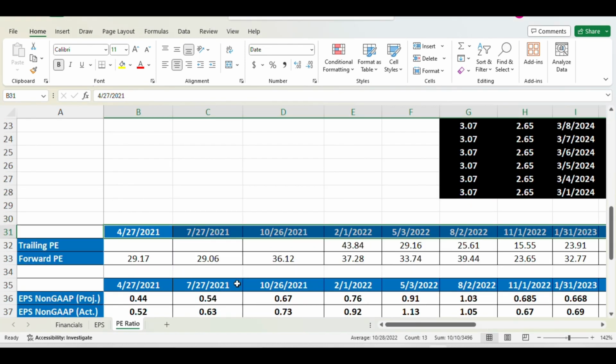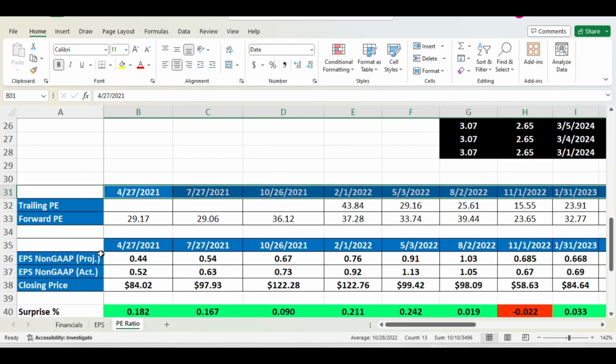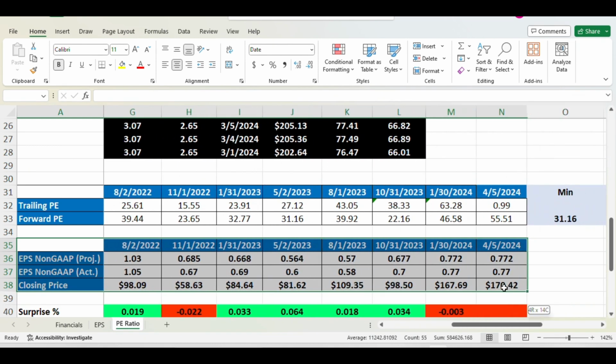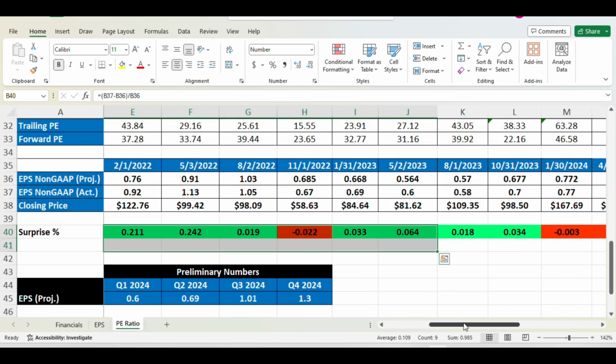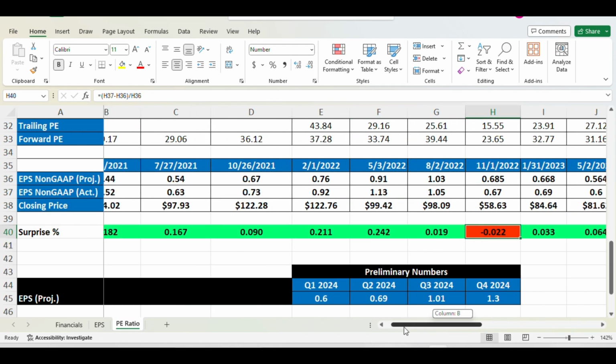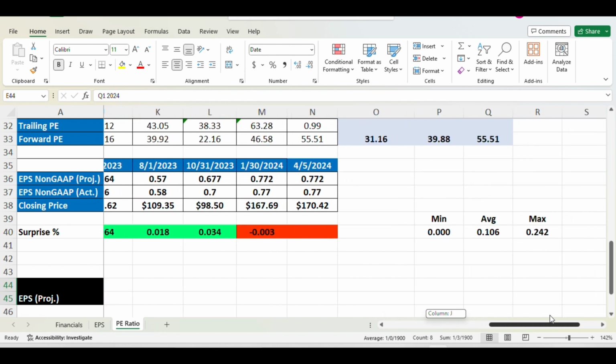This has the trailing PE and the forward PE for last 12 quarters. Also another table. This has the EPS projections and the EPS actuals for last 12 quarters. And also I have the earning surprise and the earning miss for the last 12 quarters. And another table I have, this is earning projection for next 4 quarters.